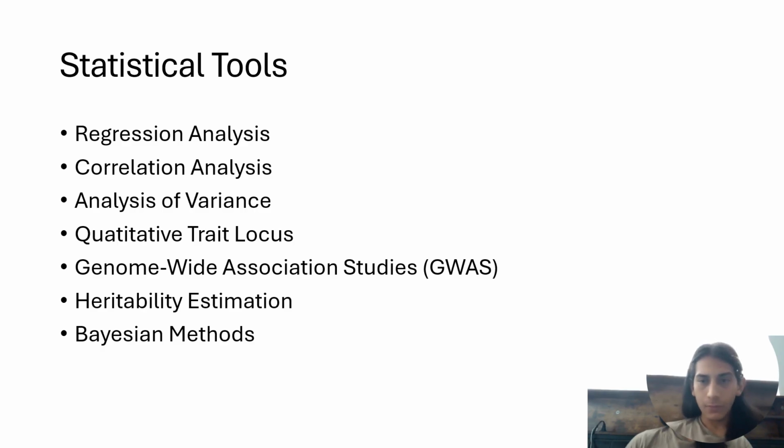ANOVA, analysis of variance. We have one-way and two-way ANOVA. One-way compares the means of two or more groups. Two-way compares the means of two or more groups while controlling for the effect of another variable.